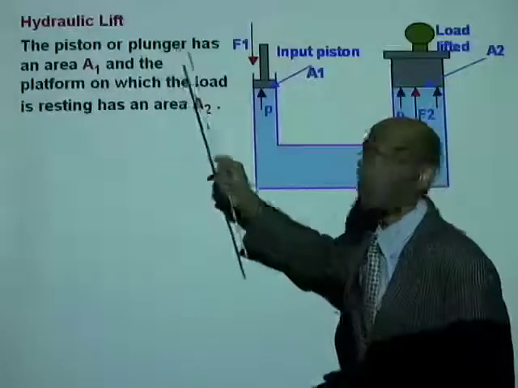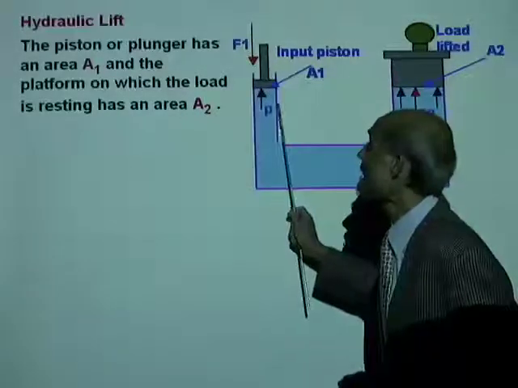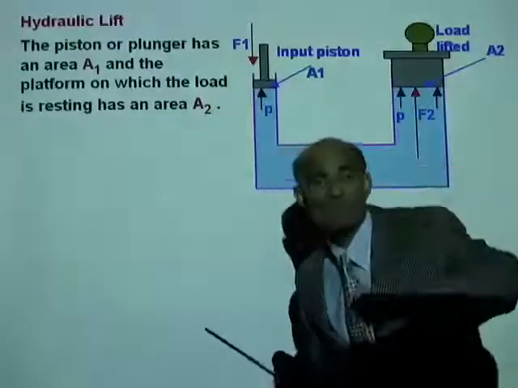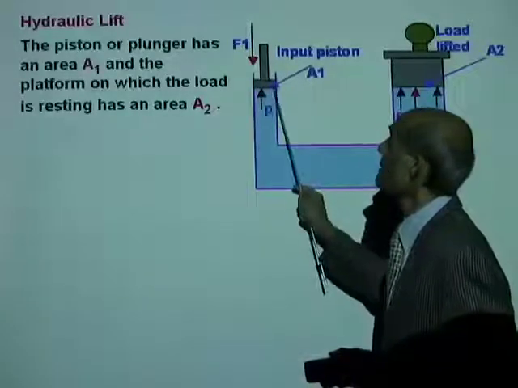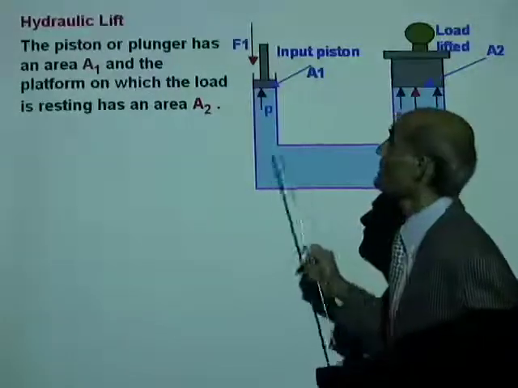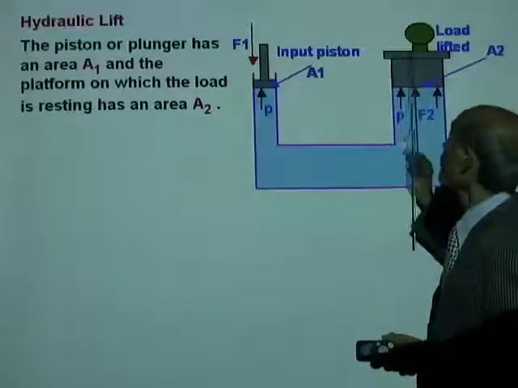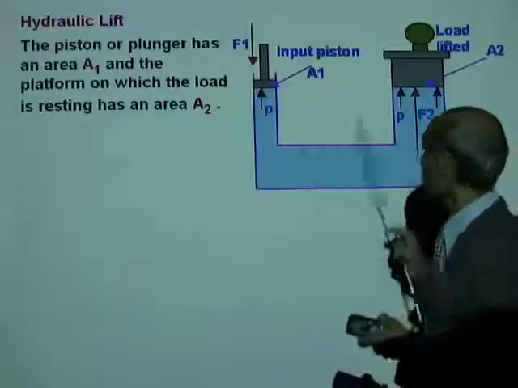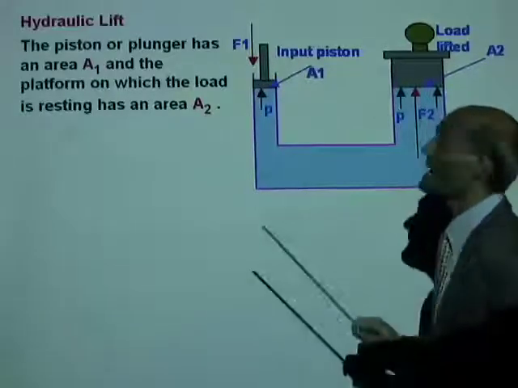The piston, or plunger, is the piston that is on the narrow limb. It's also called the plunger, where you can apply a force. Now, this piston has an area A1 on which you can apply a force. And on the other limb, you have a platform on which a load is placed. You want to raise that load. The area of that piston here is A2.